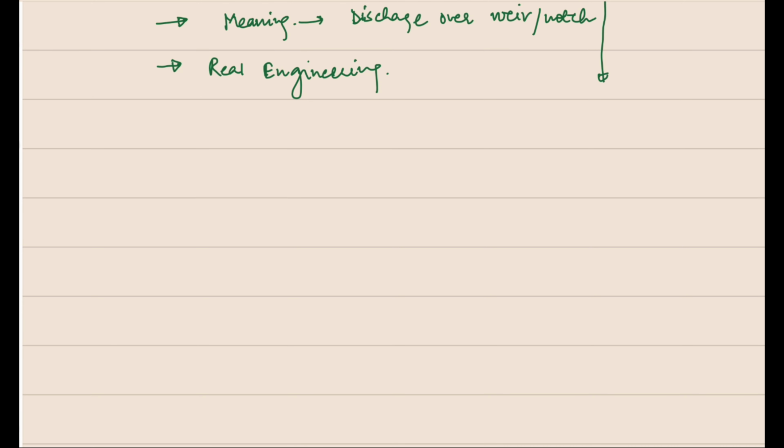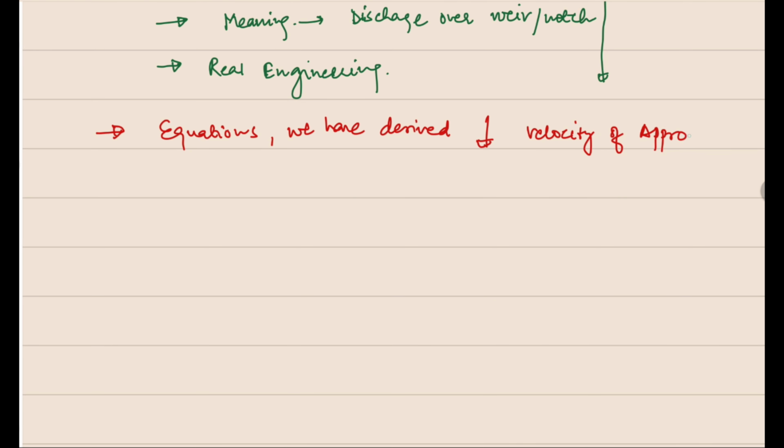So far, whatever expressions of the discharge over the weir we have derived, there we haven't discussed any point regarding the velocity of the water. You have to understand this particular point, that the equations we have derived so far have neglected the velocity of approach.